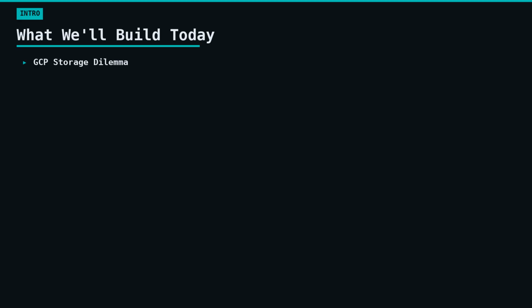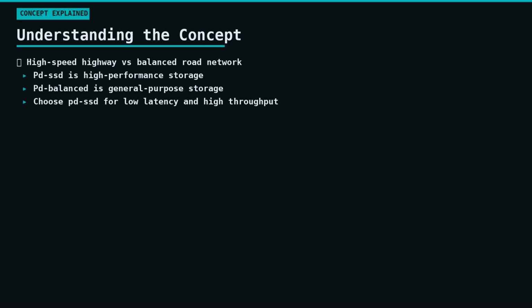We'll build a simple cloud storage system and learn why it matters. By the end, you'll know how to make informed decisions about your cloud storage needs. GCP pd-ssd storage is like a high-speed highway for your data. It's fast, but expensive. On the other hand, pd-balanced storage is like a balanced road network that's affordable but slower.